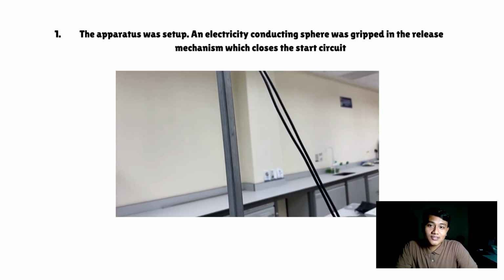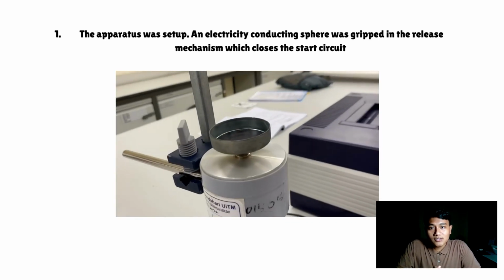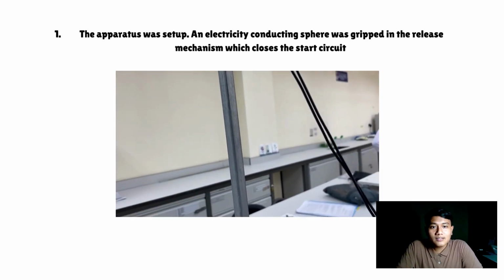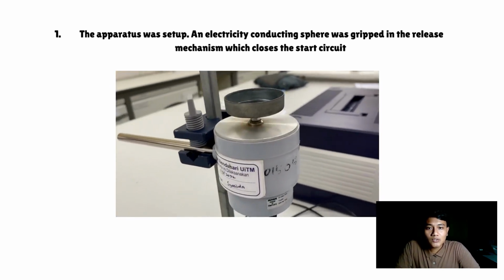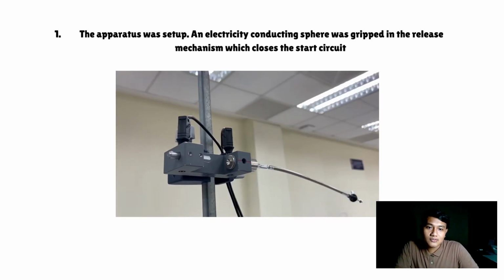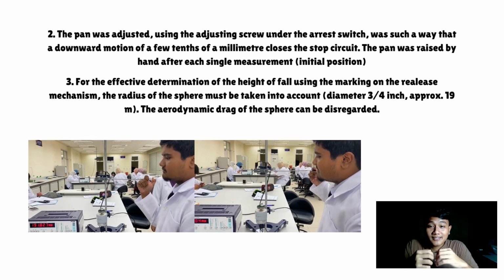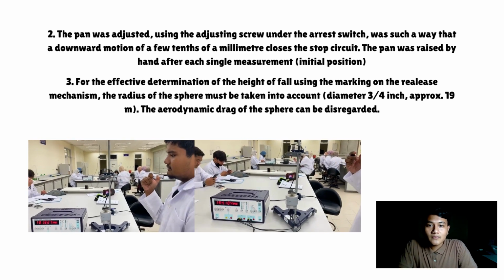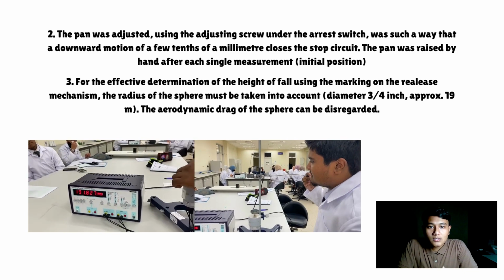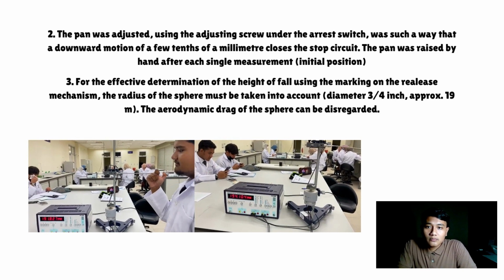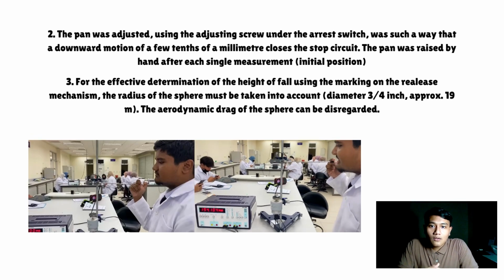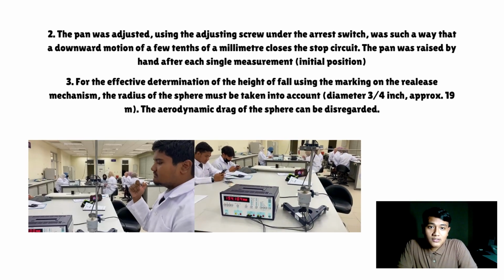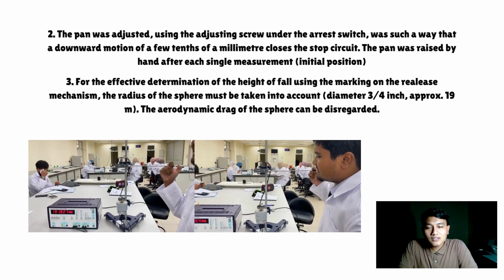For the first procedure, the apparatus was set up and the electricity conducting sphere was gripped in the release mechanism, which closed the start circuit. For the second procedure, the pen was adjusted using the adjusting screw under the impact switch in such a way that a downward motion of a few tenths of a millimeter closed the stop circuit. The pen was raised by hand after each single measurement.